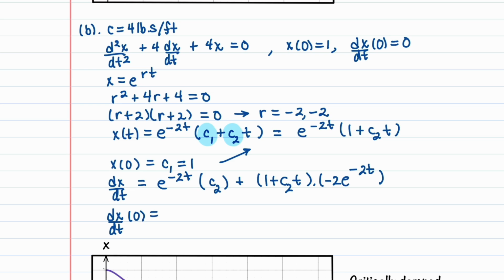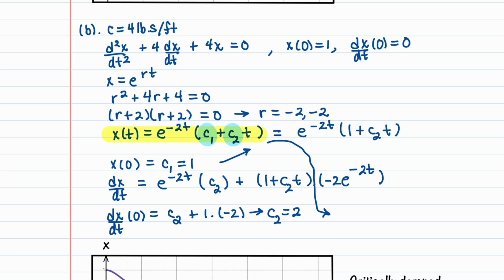E to the 0 is 1, so this is just c2. t is 0, so we pick up a 1 times a minus 2. So this tells us that c2 is equal to 2. Now let's take this equation right here, and we'll come down here and write our solution.